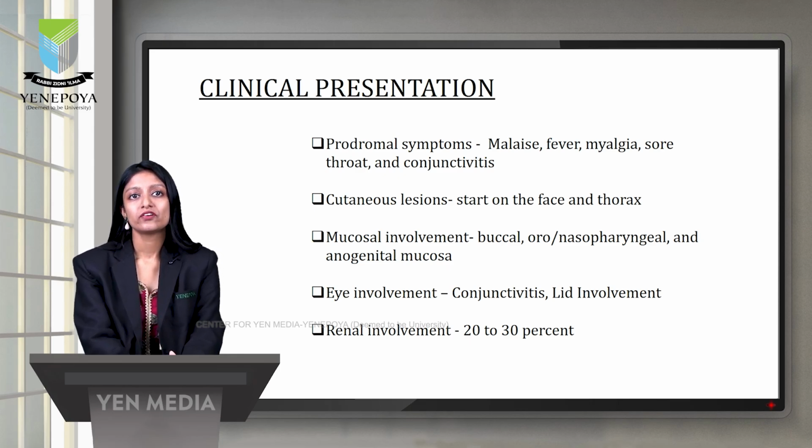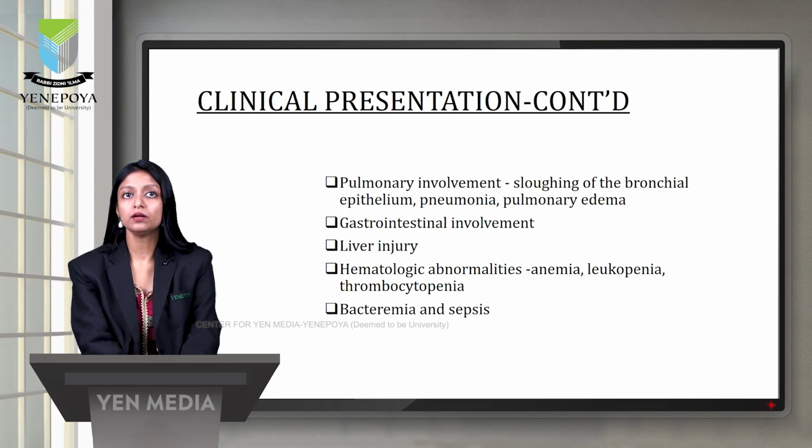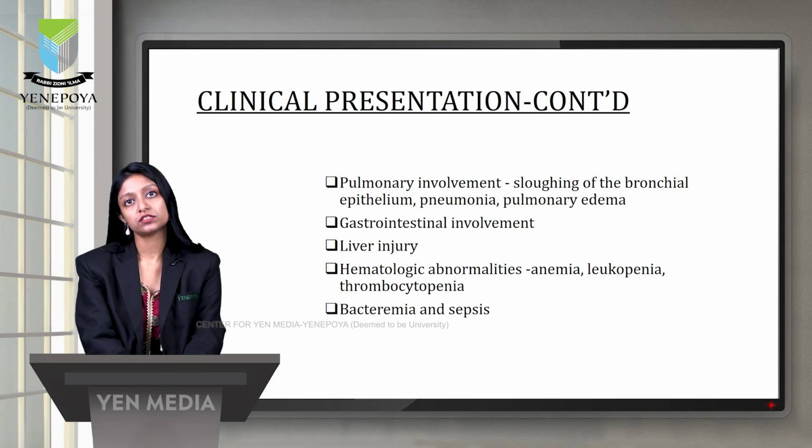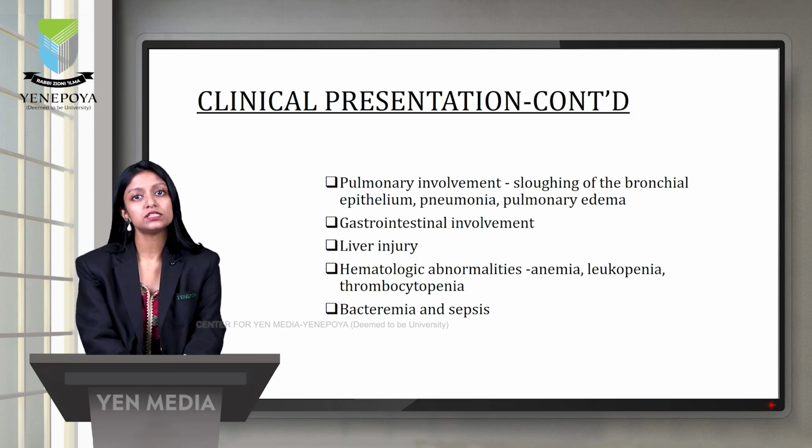Then there will be renal involvement in 20 to 30% of cases. Then pulmonary involvement, which is sloughing of the bronchial epithelium, pneumonia, and leading to pulmonary edema. Then gastrointestinal involvement, liver injury, and other hematologic abnormalities like anemia, leukopenia, and thrombocytopenia can also be seen with this disease. Ultimately, if not handled properly, it can definitely lead to bacteremia and overall sepsis.